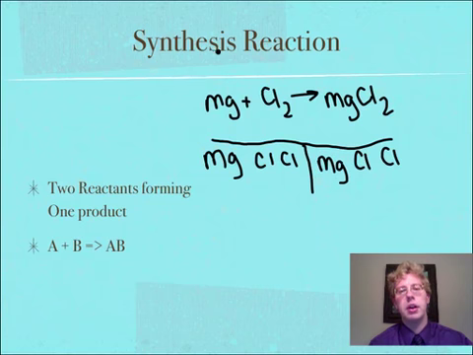The last part is how many atoms of each of these did I need? I only needed 1 magnesium, so I'm not going to change anything here. I only needed 1 pair of chlorine, so I'm not going to change anything there. And then I only created 1 magnesium chloride, so I'm not going to change anything there. But if I needed to, I would put the number out front, and I'll show you an example like that here in a second.